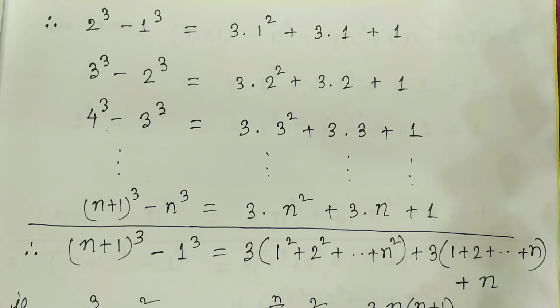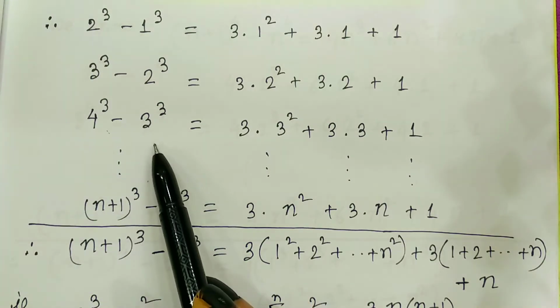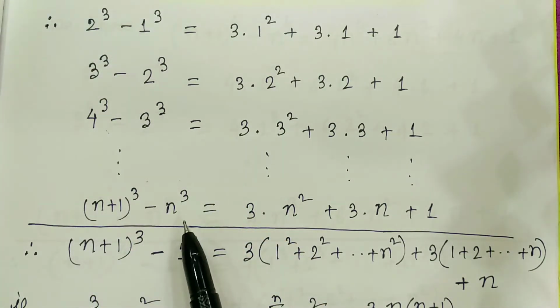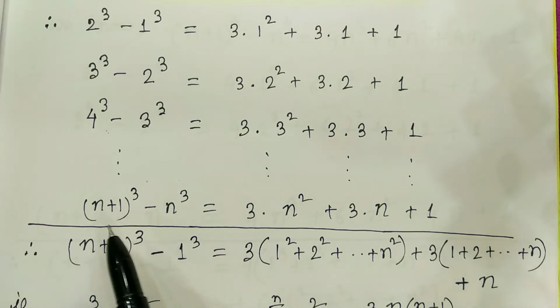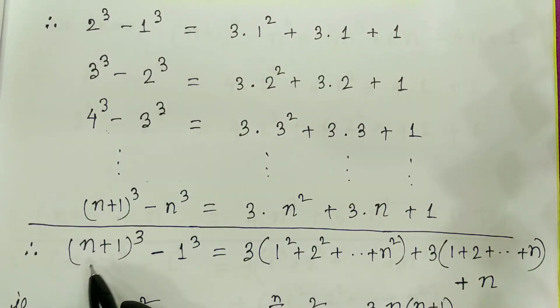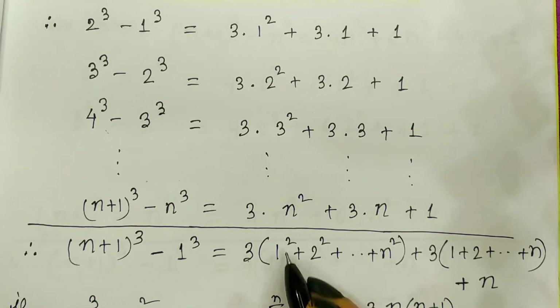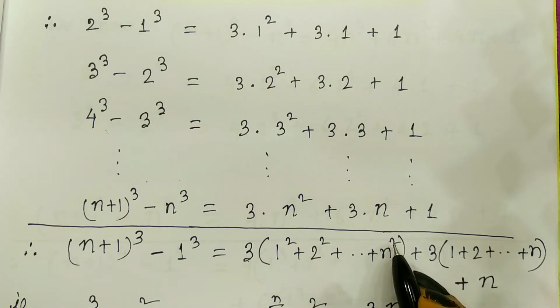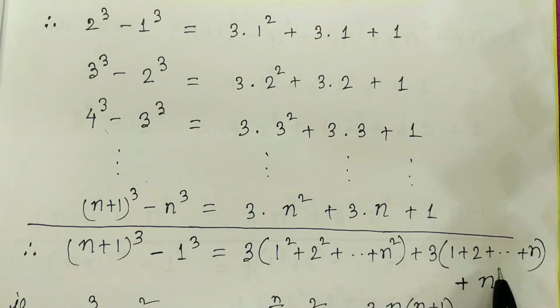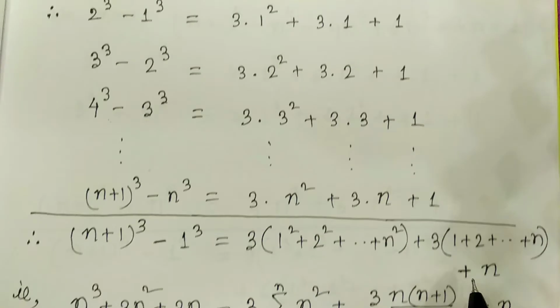Now, if we add all these, what will we find? Here, 2 cube cancels out, 3 cube cancels out. In this way, all corresponding terms will cancel out. The only thing remaining is (n+1) whole cube minus 1 cube. On the other side, 3 is common and we get 1 square plus 2 square plus 3 square, in this way up to n square. For the next line, if we take 3 common, then it is 1 plus 2 plus 3, in this way up to n. And for the last term, we get plus n, because n number of ones are there.